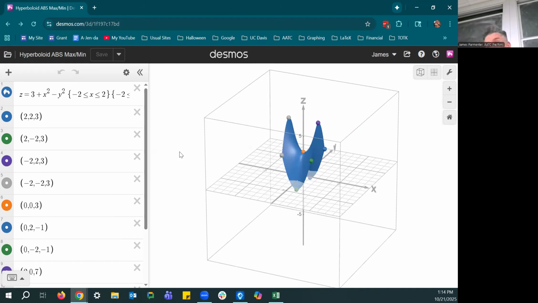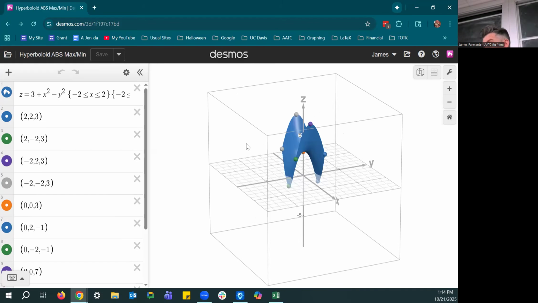Here's a different function, a hyperbola, where the points in the middle actually do end up being your maxima and your minima. So those points along the walls are really important to make sure we check because they can be where you get your global max or your global minimum.